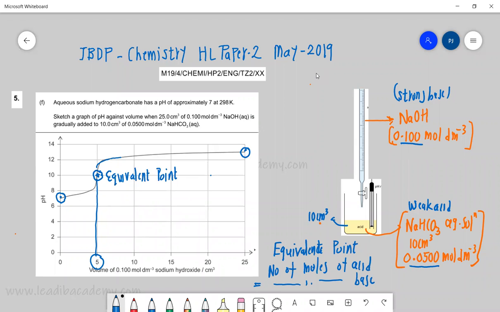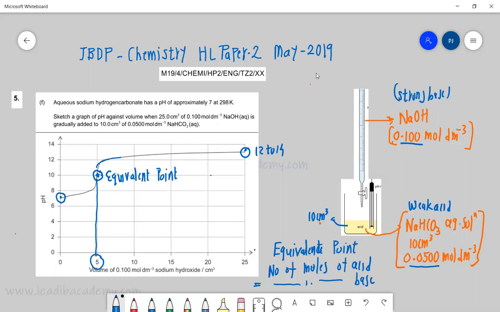So these are the points which should come into your graph, that the equivalence point is very important. In this case it is at 5 cm³, the reason being that the molarities or concentrations are different. The concentration of NaOH is double that of NaHCO3, sodium hydrogen carbonate. That is one point. Then the starting point, obviously the pH is 7, and then being a strong base, the final pH could be between 12 to 14.